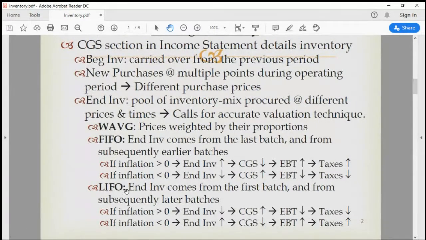Well, think about it. As ending inventory goes down, if you have a smaller ending inventory, what does that mean? CGS is greater. If CGS is greater, EBIT will be smaller, and EBT will be smaller. And then smaller EBT will lower the taxes.